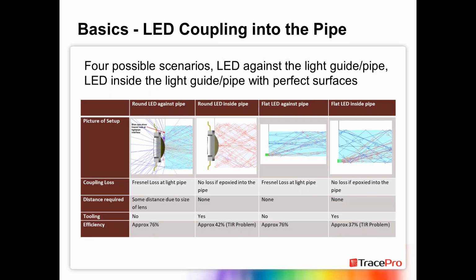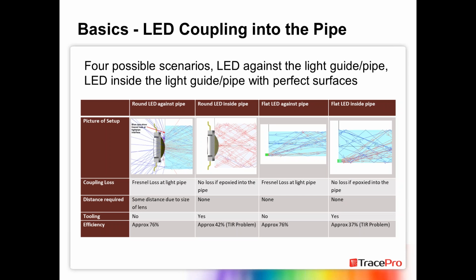Let's look at some other things. I'm going to look at 4 different possible scenarios here. And what's going to happen is, should I have the LED inside the light pipe, or should I have it outside the light pipe? So looking at the first particular setup here, I have the round LED against the pipe. So there's going to be a coupling loss. There's going to be Fresnel loss at the beginning of the light pipe, that entrance surface. We're going to need some distance away from the pipe, so I'm going to have light immediately go out and not enter the light pipe.